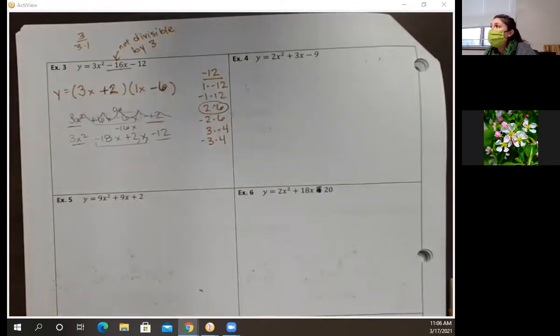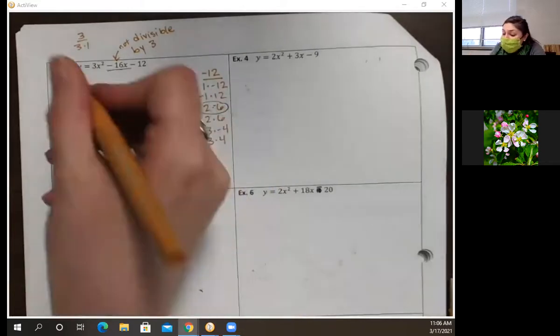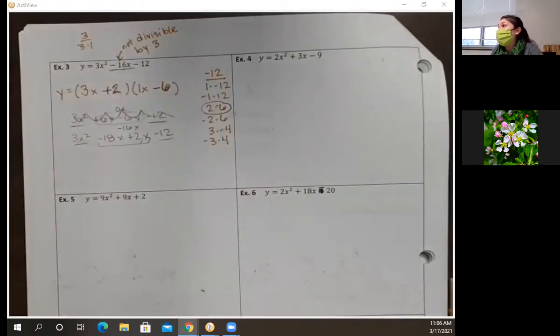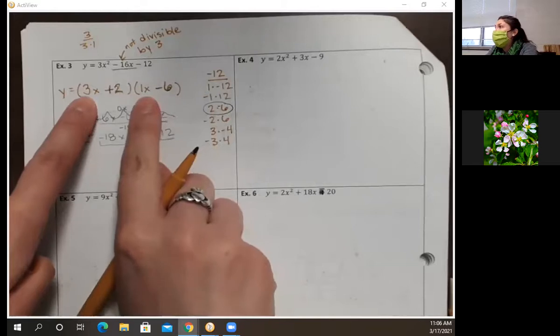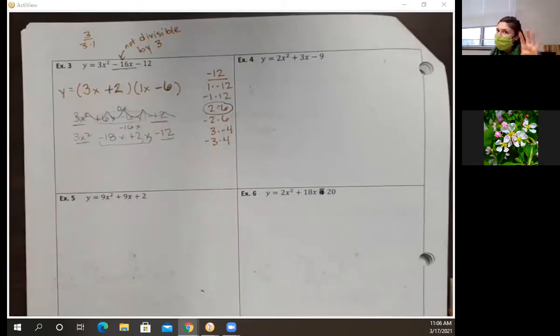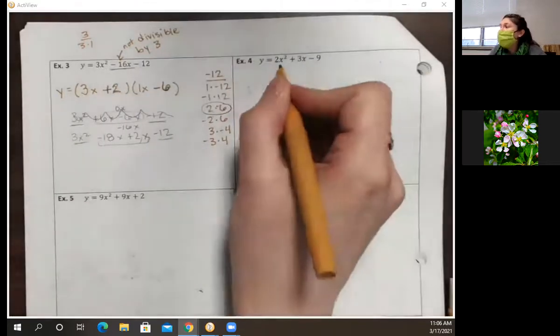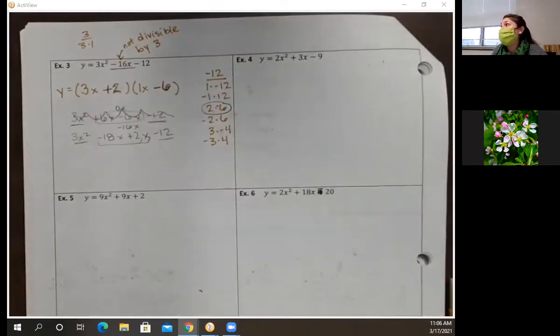Does that make sense? Okay. It's nice if that lead coefficient is prime, because then I can kind of lock in those numbers. That's something I know for sure. I have to have a 3x and I have to have a 1x. Or the next one we're going to see is 2x squared. 2 is also prime. So I know it's going to be a 2x and an x or a 1x. And then we just have to play around with the factors of that second number.